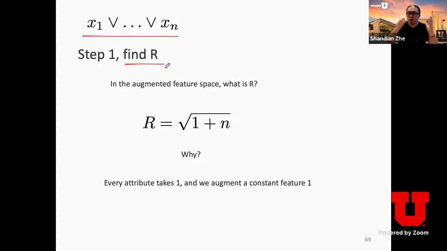Remember, when we analyze the perceptron algorithm, we're always putting the feature vectors in augmented feature space, meaning all input vectors are augmented with a constant feature 1. So the input vectors are in the n+1 dimensional space with one constant feature, which is 1. And then what is R? R is actually the square root of 1 plus n. Why? Any thoughts? Why?